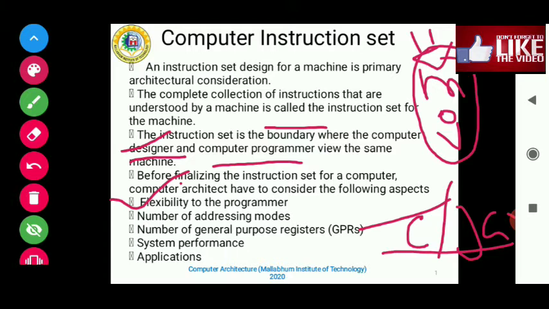Also the design of the control unit would be much more complex, so that should be kept in mind, or the optimization is required. And also the number of general purpose registers. Next point is the general purpose register. Now, what is a general purpose register?